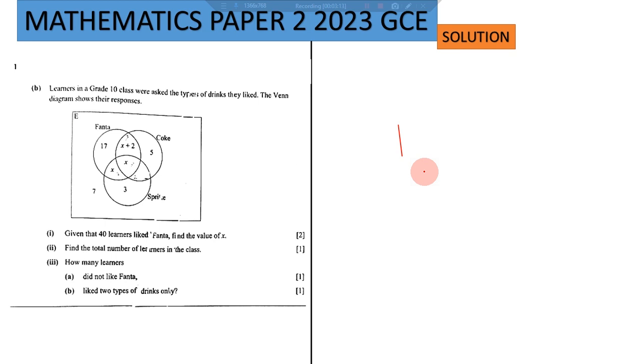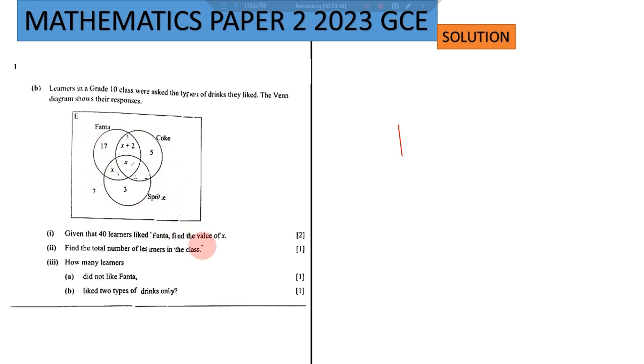The next question is on sets. Learners in a grade 10 class were asked the types of drinks they liked. The Venn diagram shows their responses. So here on the Venn diagram, we have Fanta, we have Coke, we have those that took Sprite, and then we have those that didn't take any of these drinks.